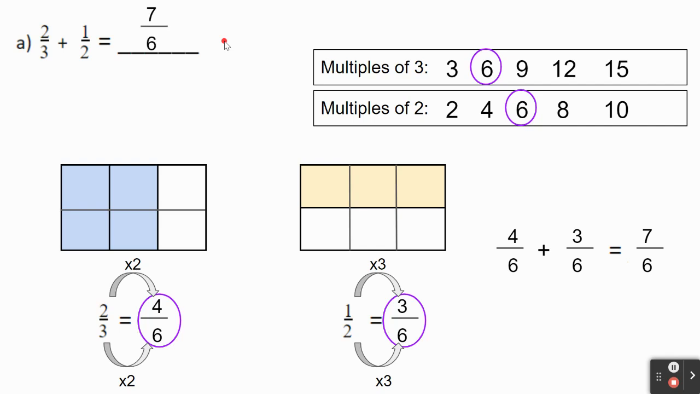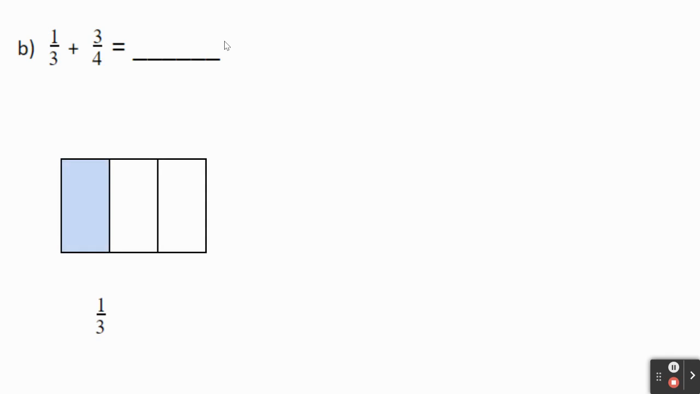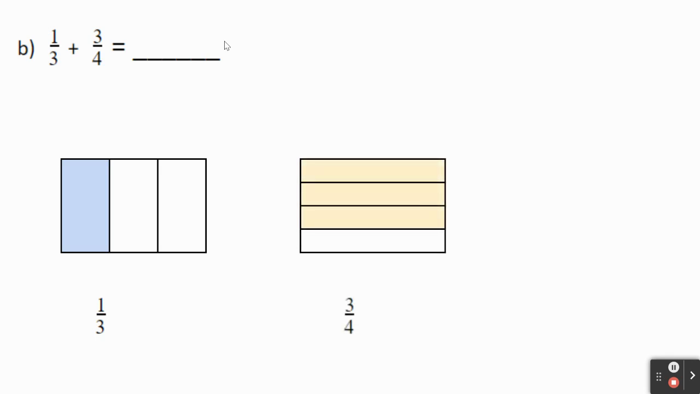Let's try another problem. Here we have 1/3 plus 3/4. First, we're going to create visual models to represent each fraction. For 1/3, we're going to have 3 parts with 1 of them shaded. For 3/4, we're going to have 4 parts with 3 of them shaded.